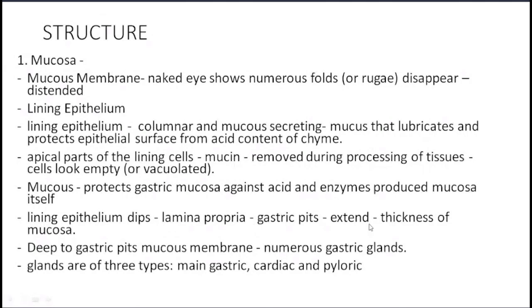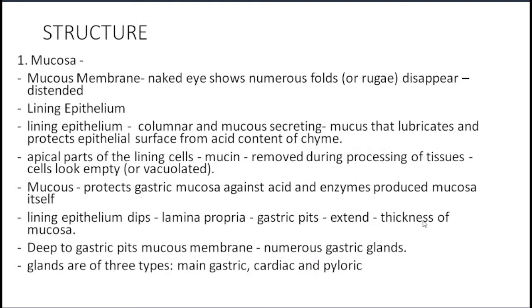This means they are present up to the lamina propria. They also extend up to the muscularis mucosa, not into the submucosa. The mucosa has three layers, and the gastric pits can extend through its whole thickness. Now deep to the gastric pits, this mucous membrane consists of numerous gastric glands, and these gastric glands are of three types: main gastric, cardiac, and pyloric glands. Did you understand this much?